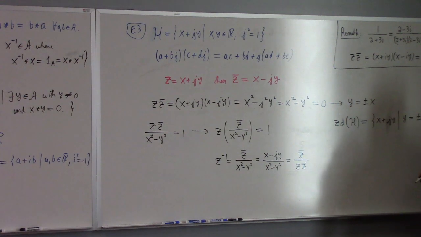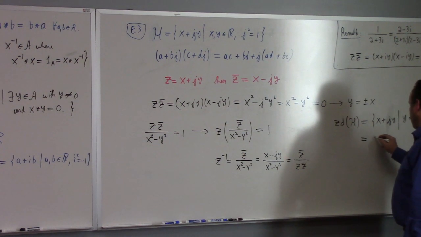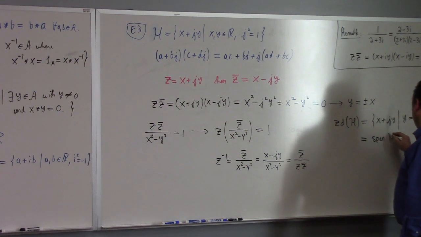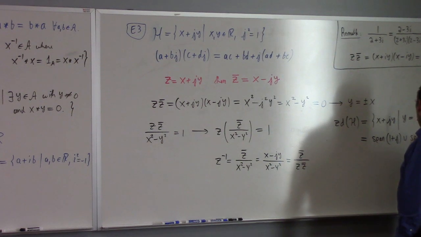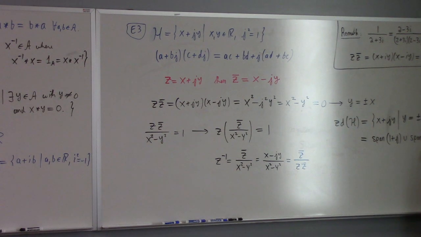All right. And fine, you can actually show that this is basically the span of 1 plus j unioned with the span of 1 minus j. So this is like y equals x. This is y equals minus x. It's actually the two lines. The union of these two lines is the set of all 0 divisors. Those numbers do not have multiplicative inverses.